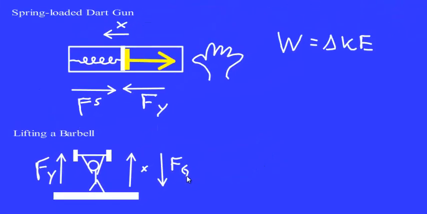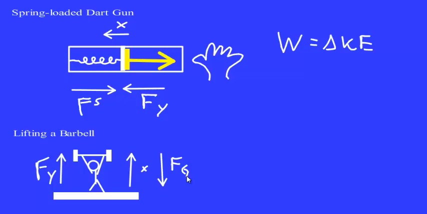During the time that you're doing a certain amount of positive work, the spring's doing the same amount of negative work. During the time that you're doing positive work on the barbell, the force of gravity is doing negative work on the barbell. And so in each case, the net work is zero, and in each case, the change in kinetic energy is zero. But the configuration of the Earth-barbell system, or of the dart-spring system, has changed. And when that happens, we say that there's a change in potential energy.